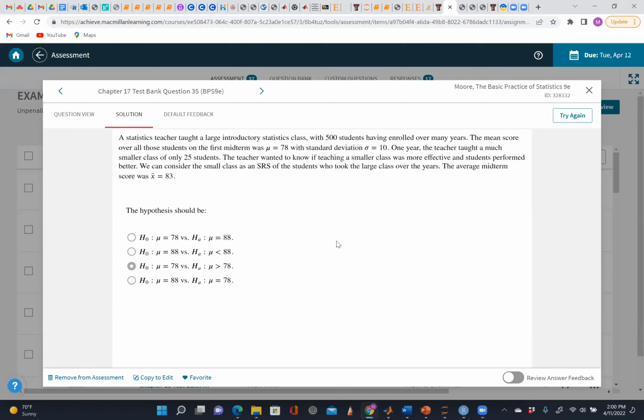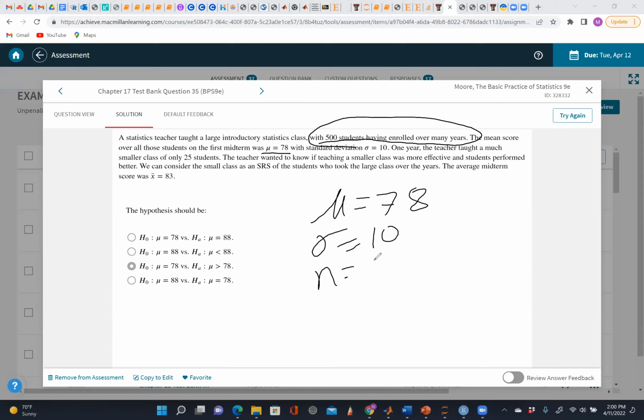So let's go over this problem. A statistics teacher taught a large introductory statistics class with 500 students having enrolled over many years. The mean score over all those students on the first midterm was mu is 78. So we have mu equal to 78, sigma is 10, and the sample size n is 500.